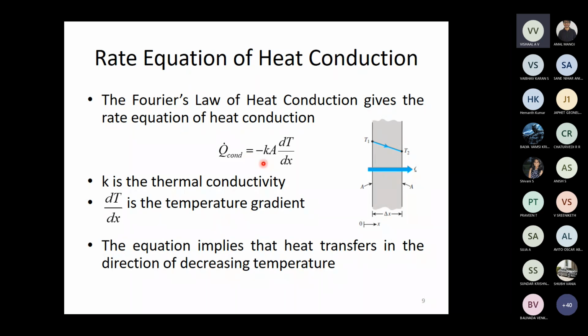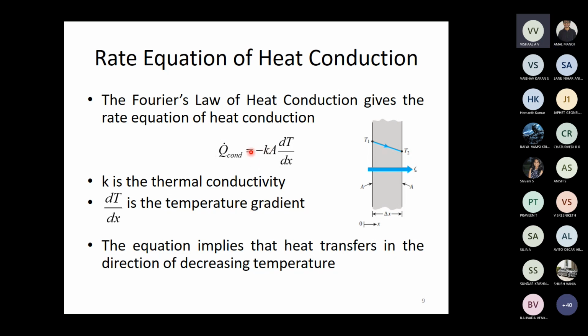Thermal conductivity is a material property. Area available for heat transfer is a geometric property. And the thermal gradient depends on the situation. Based on this, we can calculate the heat conducted.